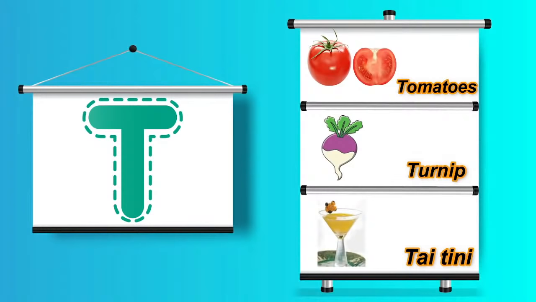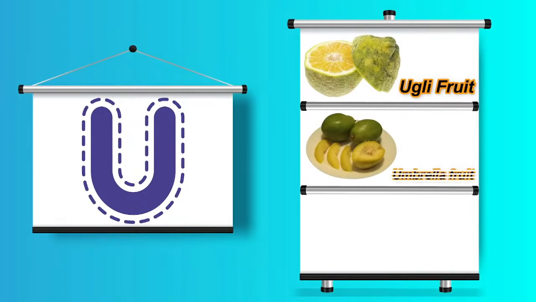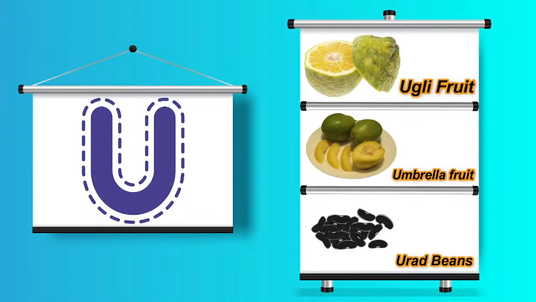I'll begin with the letter T. U. Ugly fruit. Umbrella fruit. Orange bean. I'll begin with the letter U.